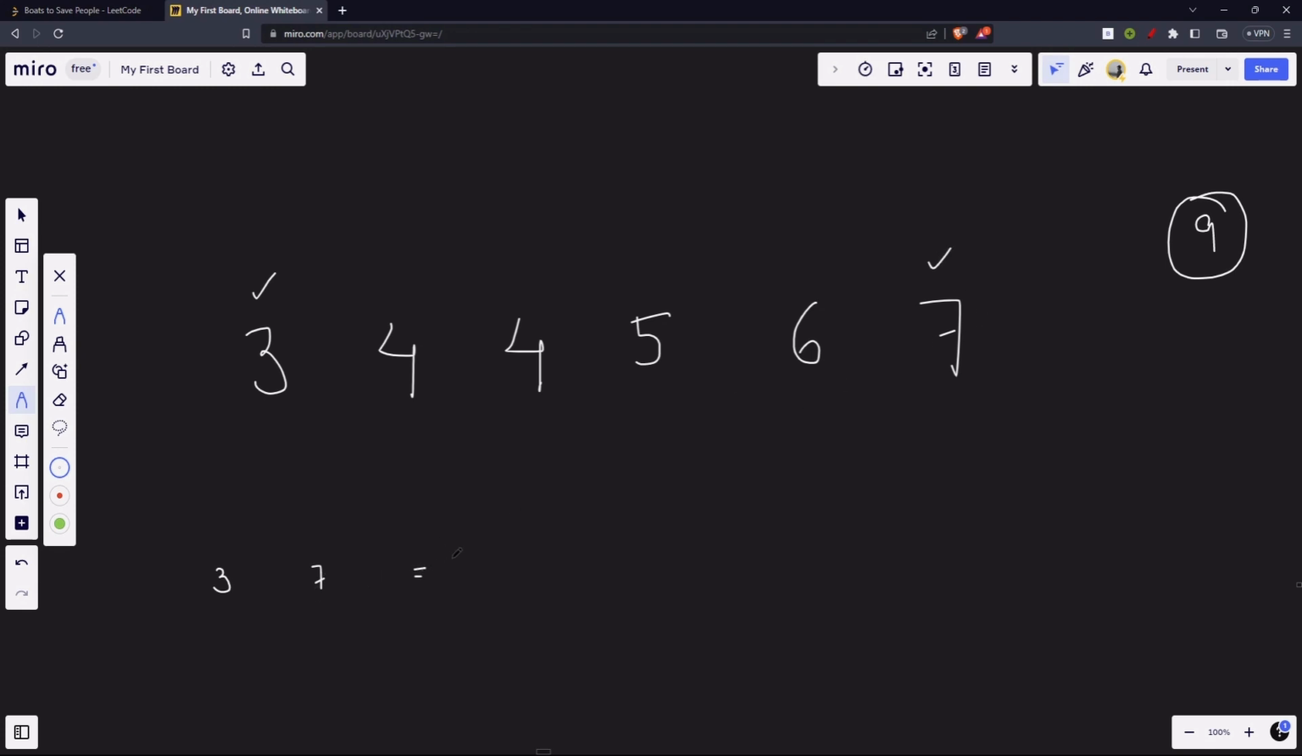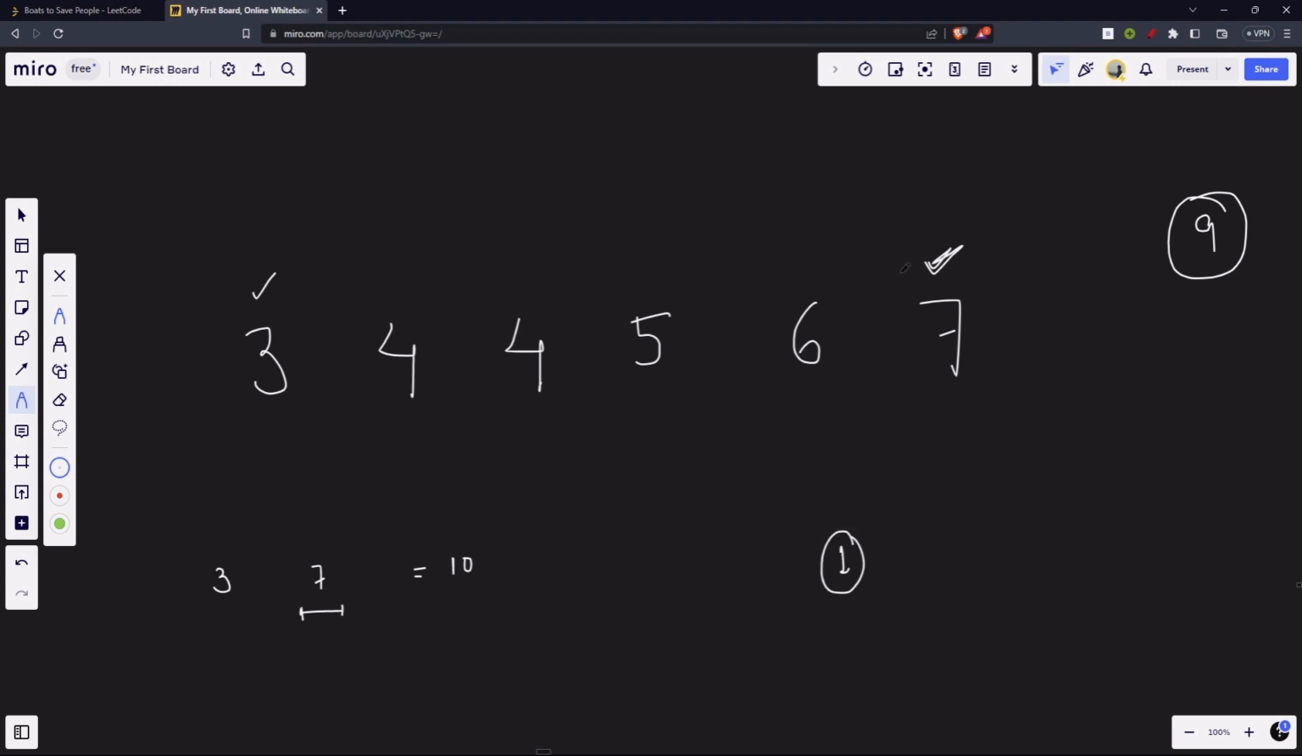We are getting a weight of 10. No, we can't put them in a boat. This heavy guy is going to drown him, isn't it? This guy needs to go alone. So 7, you are heavy, you go, you escape and you start working out, all right? So this guy leaves, we use one boat, okay?